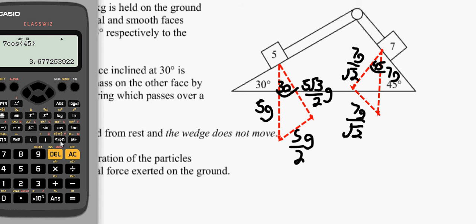Oh, I'm in radians. Also, before your exam begins, make sure you're not in radians. You can use 7 root 2 over 2 as well if you want. I'd rather just have 7 over root 2 because there's less writing and less fractions. It's just the root 2's on the bottom, it's no big deal.